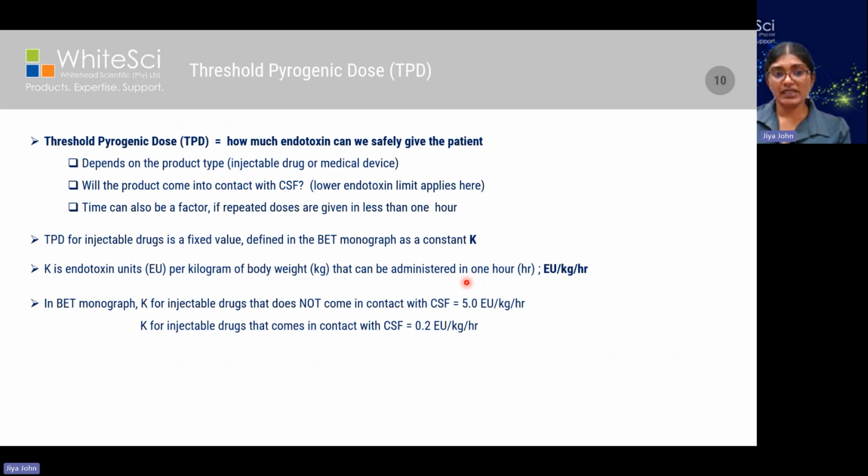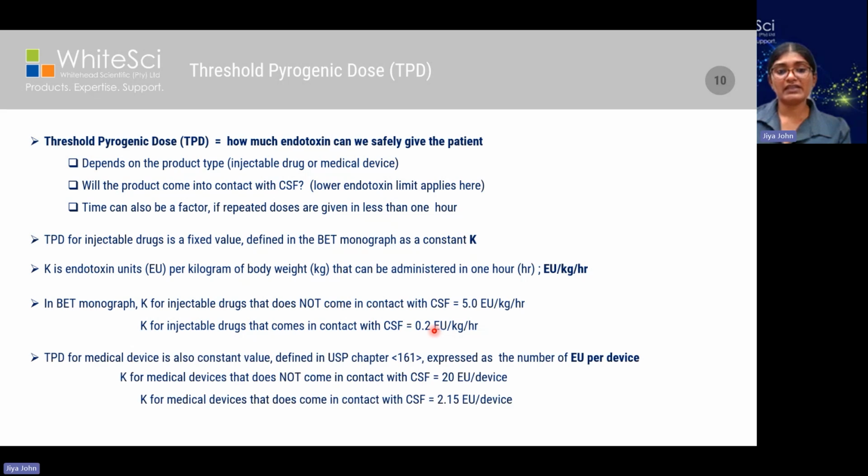According to the BET monograph, the constant TPD K for injectable drugs that do not come into contact with CSF is 5 EU per kg per hour, whereas the TPD for injectable drugs that come in contact with CSF is 0.2 EU per kilogram per hour.